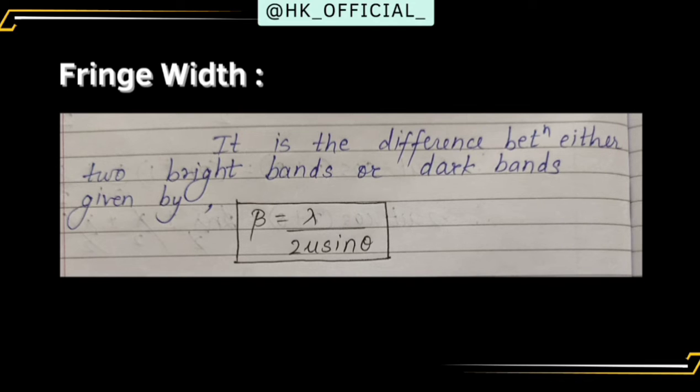Okay. What is the formula for fringe width? Remember, fringe width is denoted by beta. So this beta is equal to lambda upon 2 mu sin theta. Lambda is nothing but wavelength, mu is the refractive index, and sin theta.